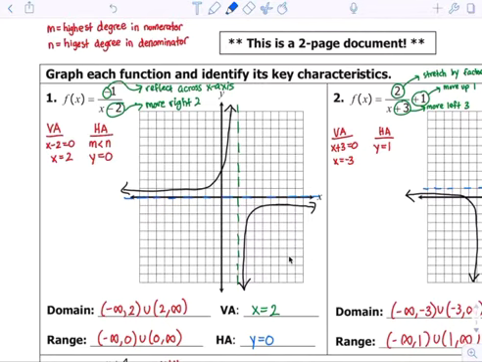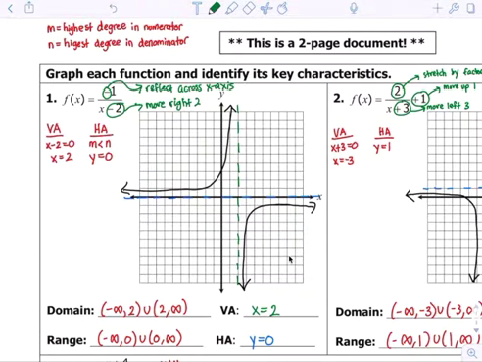Now, remember, when we deal with these types of transformations, I'll write this out too. This is the parent function. Your parent function is always in the first and the third quadrant. Since it reflects across the x-axis, that is why your graphs are in the second and the fourth quadrant.